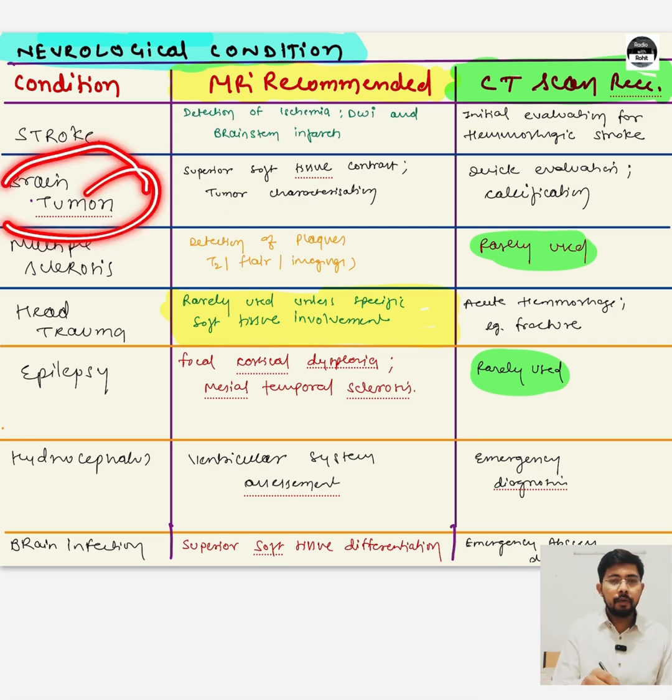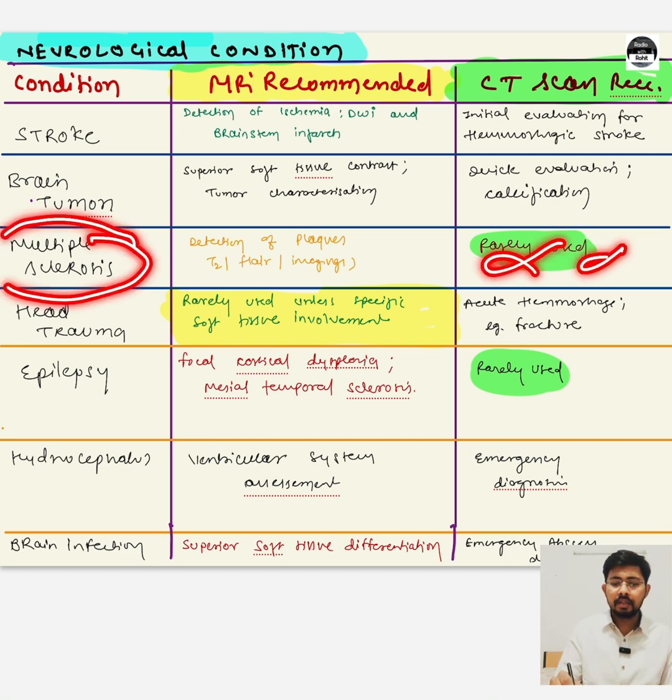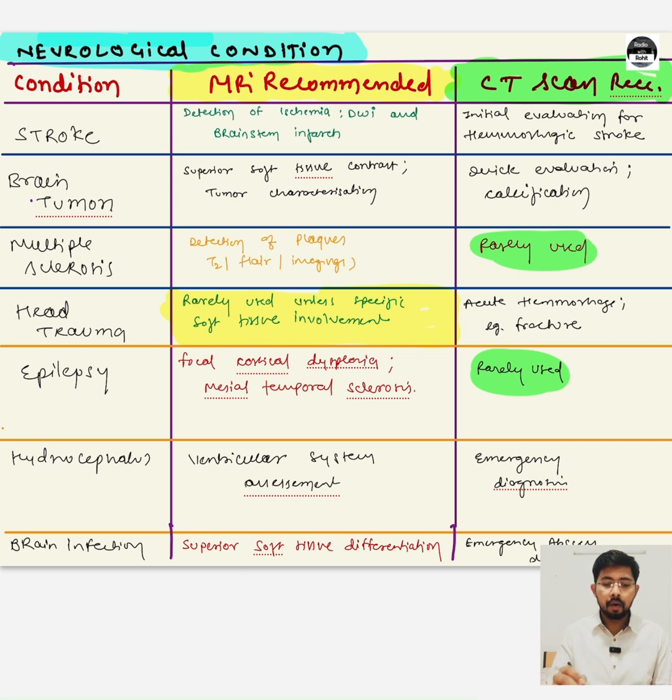In case of a brain tumor, as it is soft tissue, superior soft tissue contrast and tumor characteristics will be better appreciated on the MRI. While for calcification, or if we want a quick evaluation of the tumor, we have to prefer the CT scan. In multiple sclerosis, CT scan does not have any significant role, while MRI helps in the detection of the plaques on FLAIR imaging.